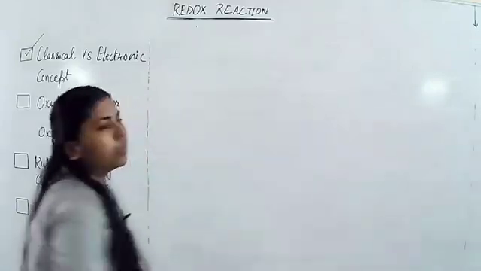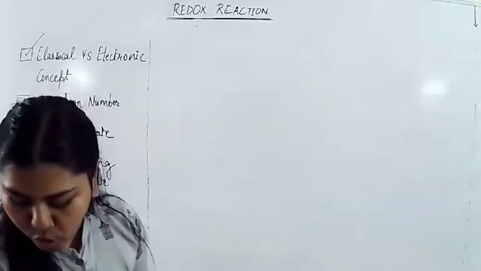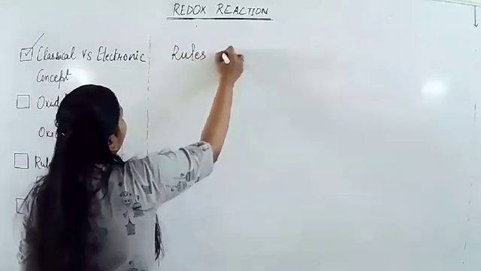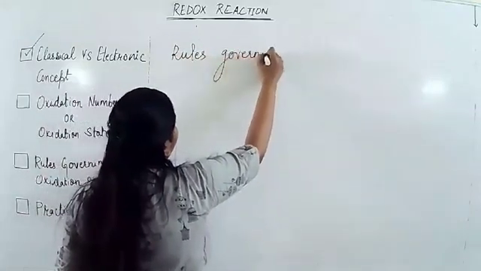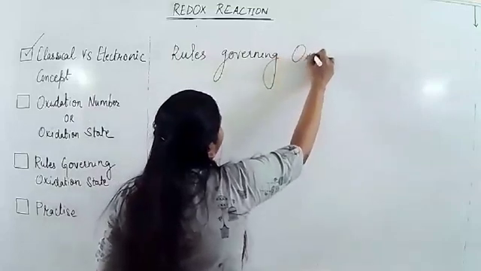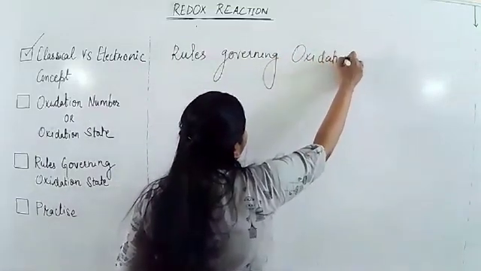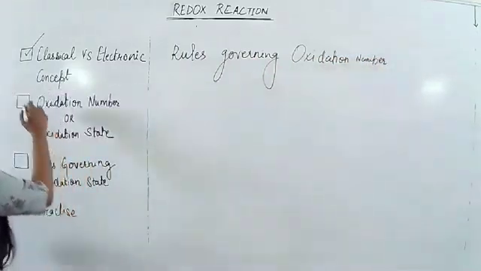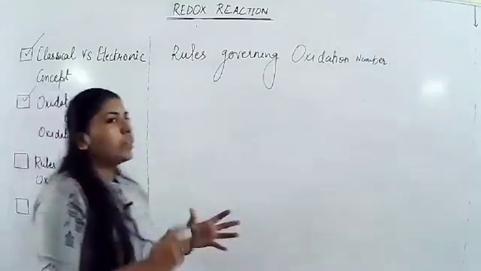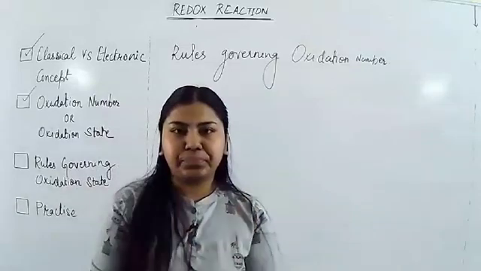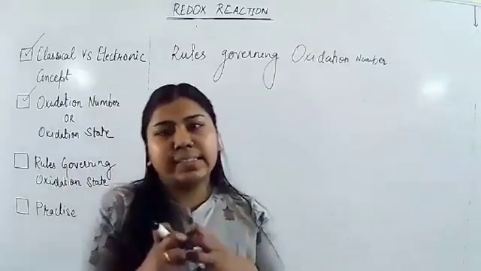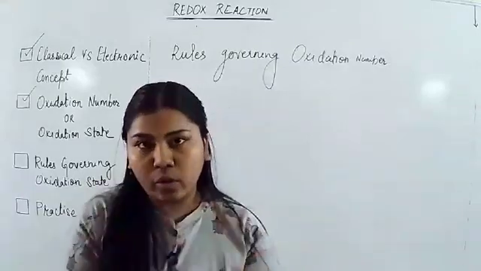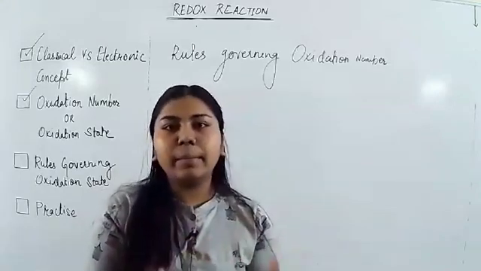There are certain rules which we need to follow. Rules governing oxidation number. The first thing is that if an atom is in its elemental form, or its allotropic form, the oxidation number will be 0.